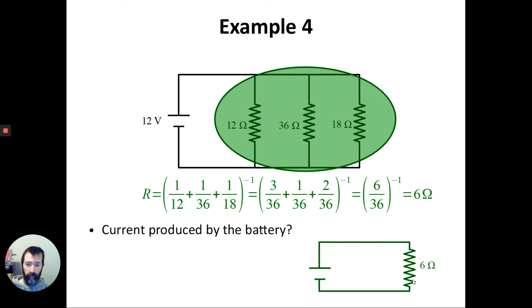Battery's 12 volts. I want to know the current. Current I is going to be 12 volts over 6 ohms. That's using the V equals IR formula. So it's 2 amps.